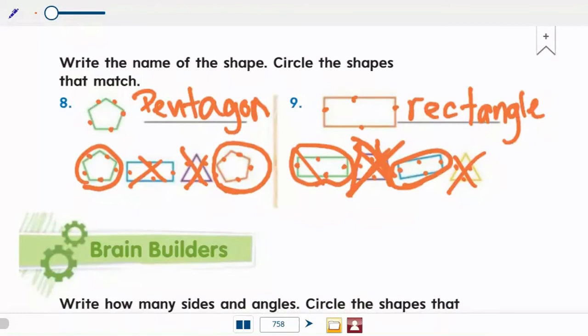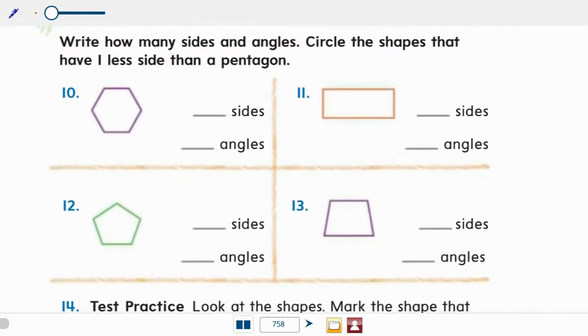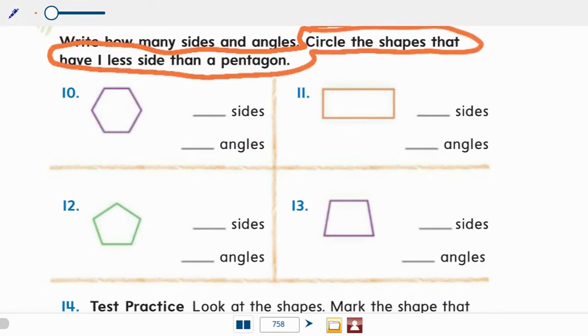After we've solved number eight and number nine, we're going to come down here to number 10. Now, we're going to write how many sides and angles and then circle the shapes that have one less side than a pentagon. So I'm actually going to circle that part of my directions, because sometimes I find it easier to get going and then come back to that. So I'm going to do number 10, 11, 12, 13. I'm just going to look at the sides and angles, and then I'm going to go back and figure out how many sides a pentagon has, and then what's one less than that.